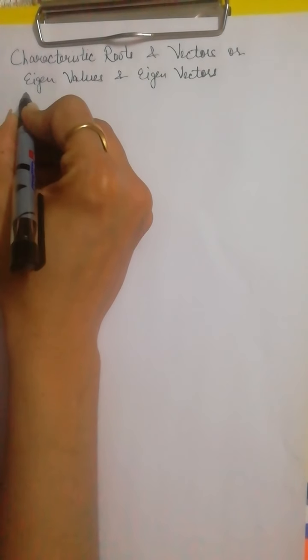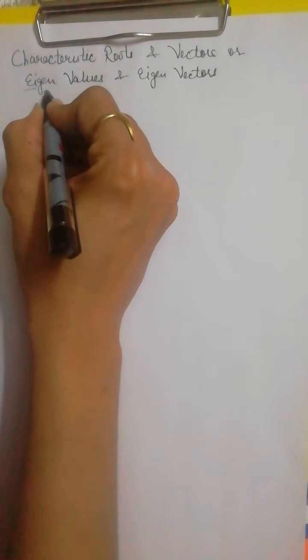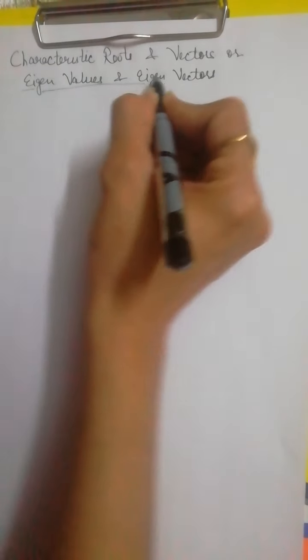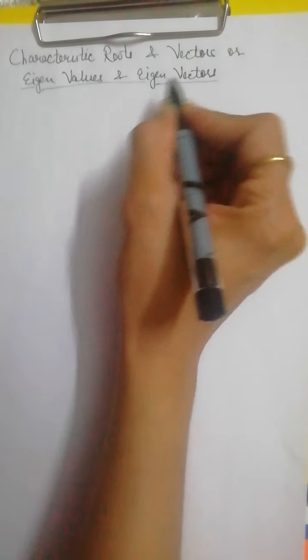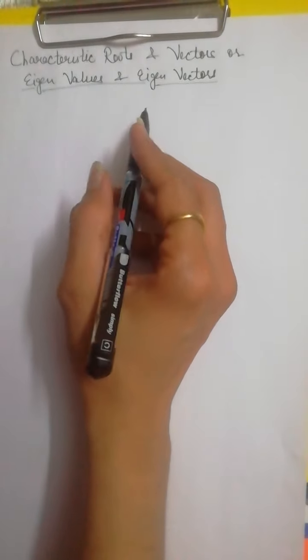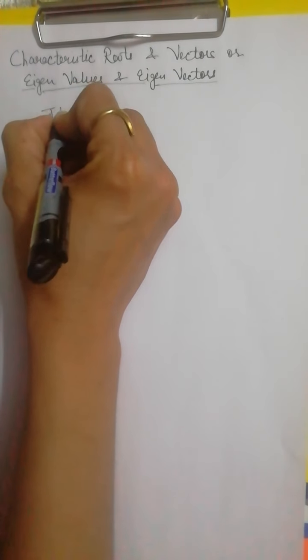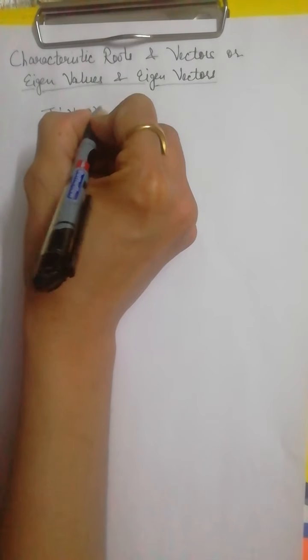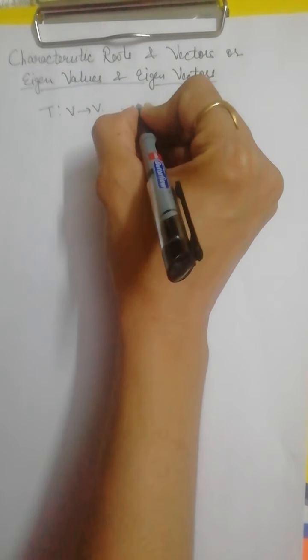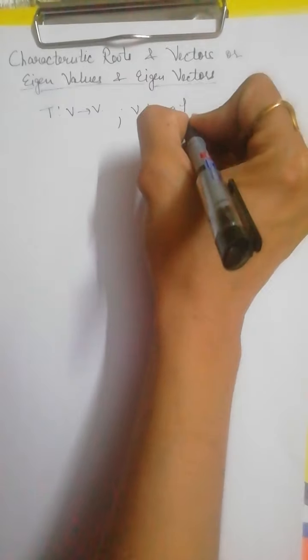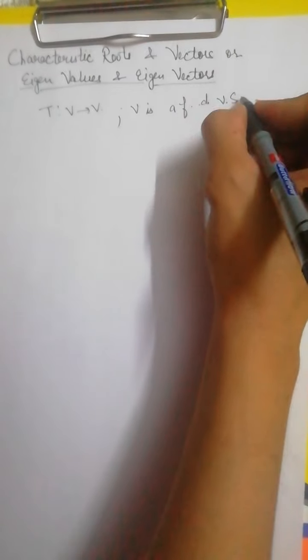Hello students, today we are going to discuss the topic characteristic roots and vectors, or eigenvalues and eigenvectors. These are corresponding to linear operators T from V to V, where V is a finite dimensional vector space over a field F.